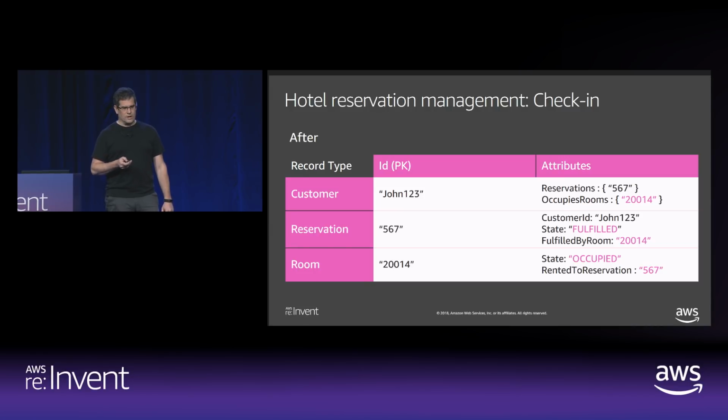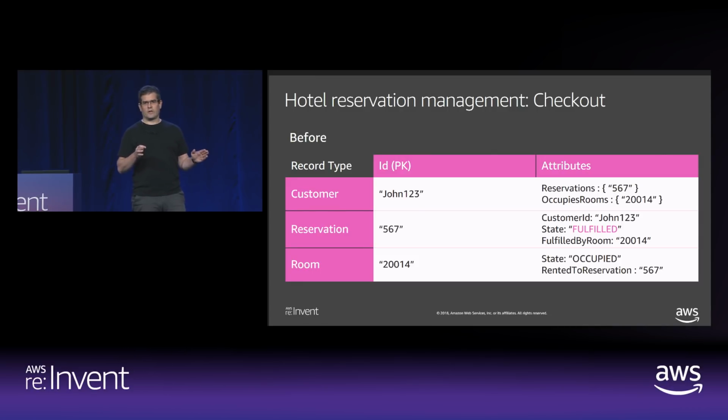Okay, so now let's go through the checkout scenario. In the checkout scenario, we start from where we were after John checked in. And I highlighted here the only thing that we really need to check in order to make sure that everything is still at the state that we believe it is. If you look at the second row, the reservation item, it says that the reservation is fulfilled, the customer ID is John, and that the reservation has been fulfilled by that room number.